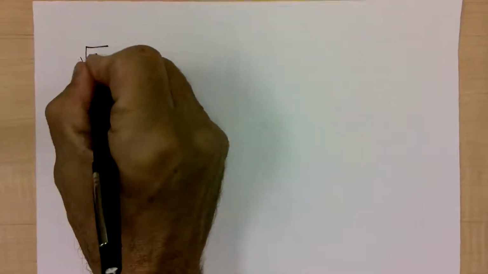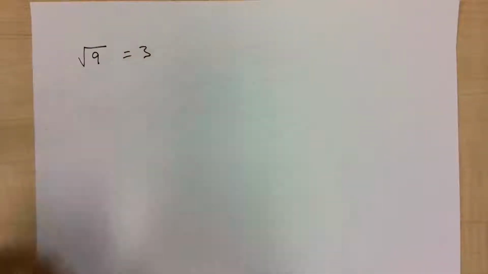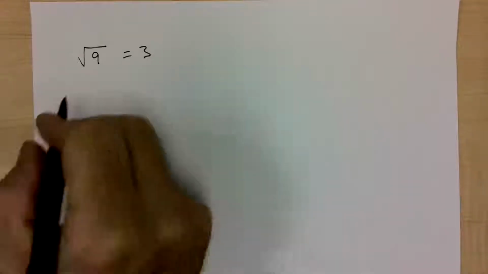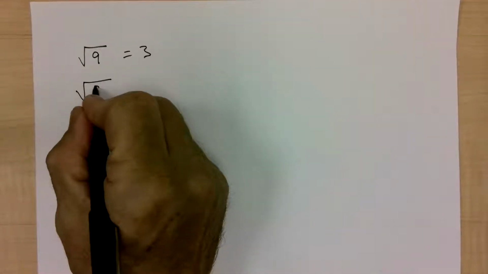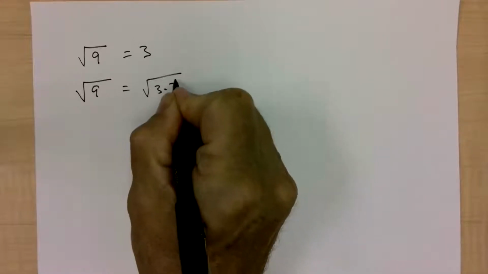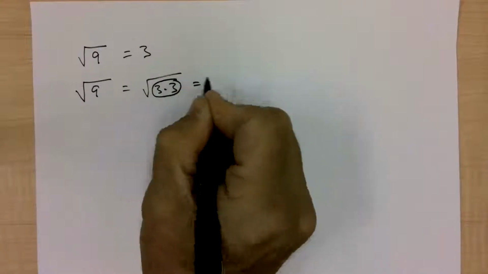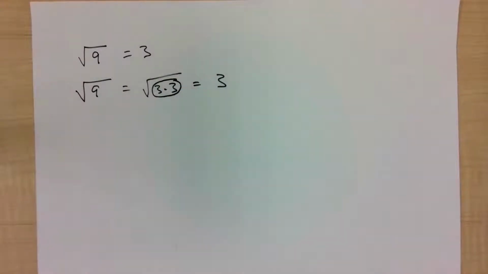So if we start with something like the square root of 9, we ask ourselves what number times itself is 9, and the answer, of course, is 3. But let's build a process for that. So we will say square root of 9 is the square root of 3 times 3. A square root needs a pair of identical factors. So we circle the pair of identical factors. It comes out of the square root sign. There is nothing left under the square root, and our answer is 3.